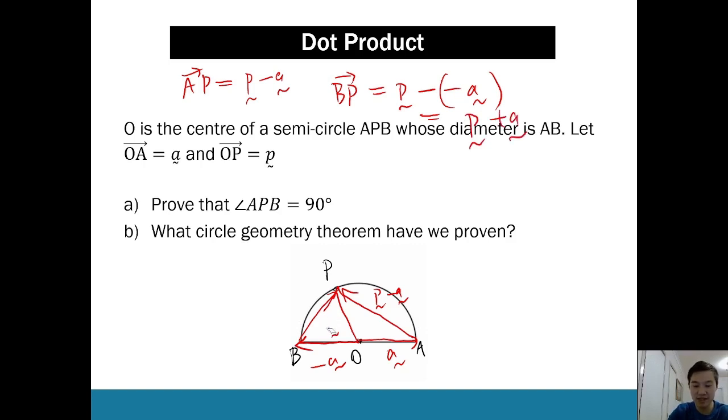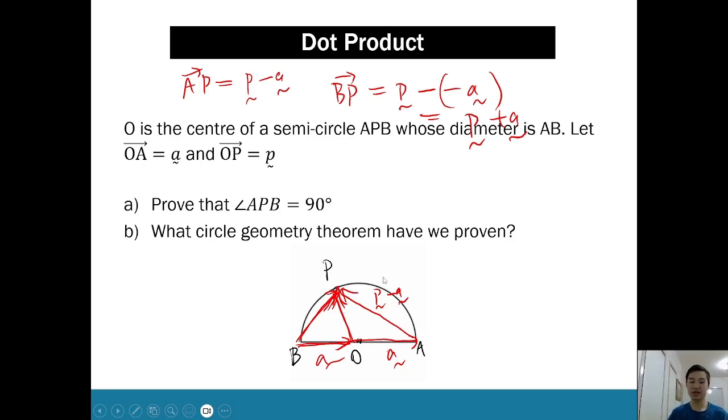Another way you can visualize this is, when we take BO, this is also the same thing as vector A. This vector plus this vector here will be BP. So that also works too. So we know that BP is going to be P plus A. So now we know we have expressions for AP and also BP in terms of P and A.